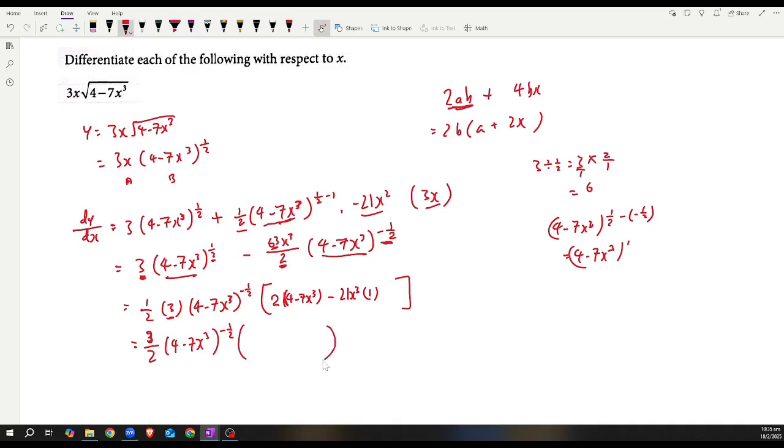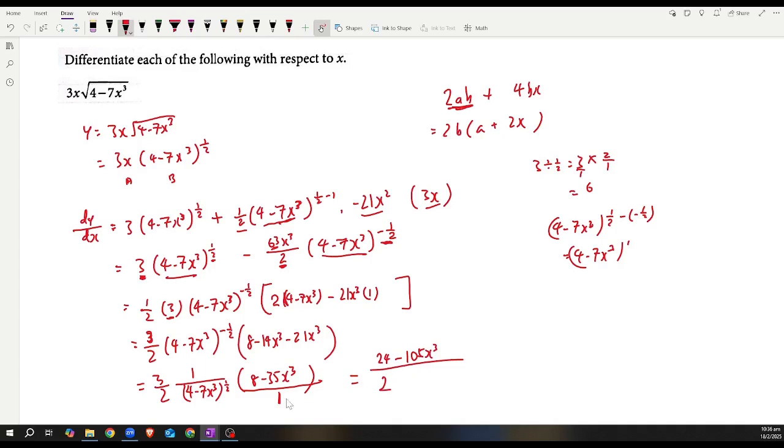Let's simplify the large brackets. You have 8 minus 14x cubed minus 21x cubed. Okay, I can change the second term, 4 minus 7x cubed to the power of negative half, to a fraction. Okay, and then in these brackets it will be 8 minus 35x cubed, right? Since I'm multiplying two fractions, right, let's just put it over 1. Okay, so in the end your numerator will become 24 minus 105x cubed over 2, and then I'll just change that to radical form, which is the square root of 4 minus 7x cubed, and this will be your final answer.